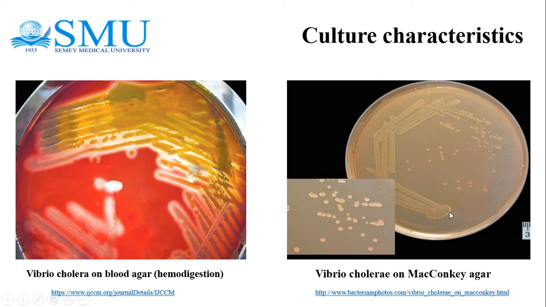MacConkey agar. This is MacConkey agar. When not sure about the type of enteric pathogen present in feces, MacConkey agar can be included in the panel, and it is mildly selective. It also supports other enteric pathogens such as Shigella and Salmonella. Colonies of Vibrio cholerae are translucent and pale, which may become pink on prolonged incubation due to late lactose fermentation.